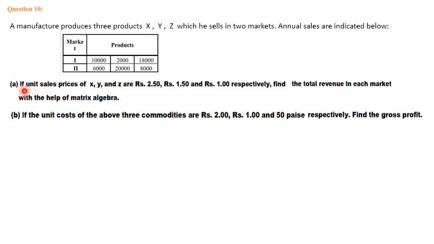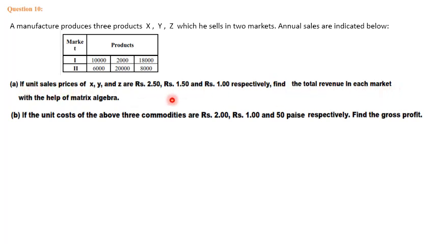And the question is, if the unit sale prices of X, Y and Z are rupees 2.50, rupees 1.50 and rupees 1 respectively. Unit sale price means price per quantity. For one quantity of X, you have to pay 2.50. For one quantity of Y, it is 1.50 rupees. And for one quantity of Z, it is 1 rupee respectively. Unit quantity means a single quantity, how much we have to pay. That is the unit sale price.